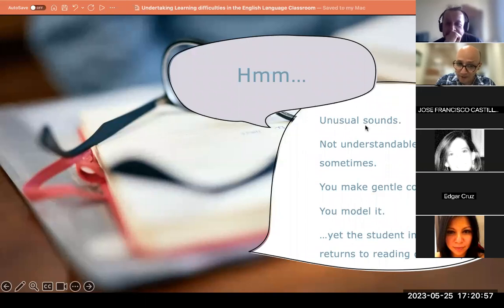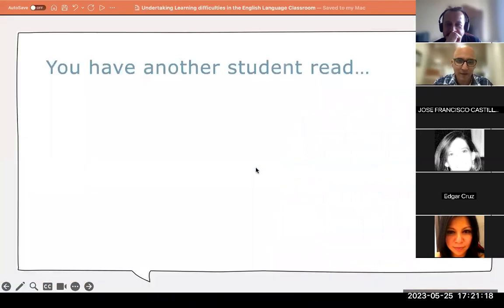Okay, lots of unusual sounds from my fictitious student. Sometimes it wasn't understandable. I made gentle corrections. I modeled the language. The student immediately returns to reading or attempting to read, but they read differently still, no matter what I just did. Then I said, okay, you know what? Let's repeat this. And I'm going to have a different student read this. Can somebody else help me, please? Come on, guys, don't be shy. Anybody?